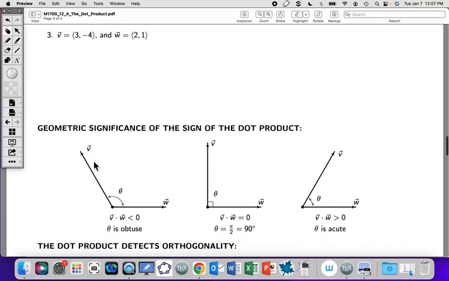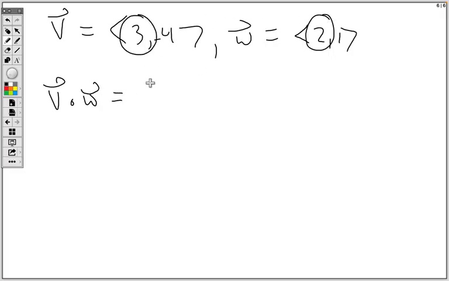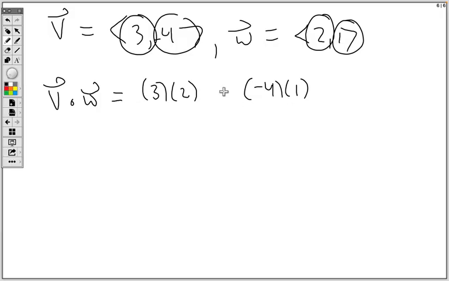Last but not least, we've got V is 3, negative 4, and W is 2, 1. Okay, so let's take V dot W. Once again, multiply the corresponding components and add the results. So here we get 6 minus 4, which is 2.